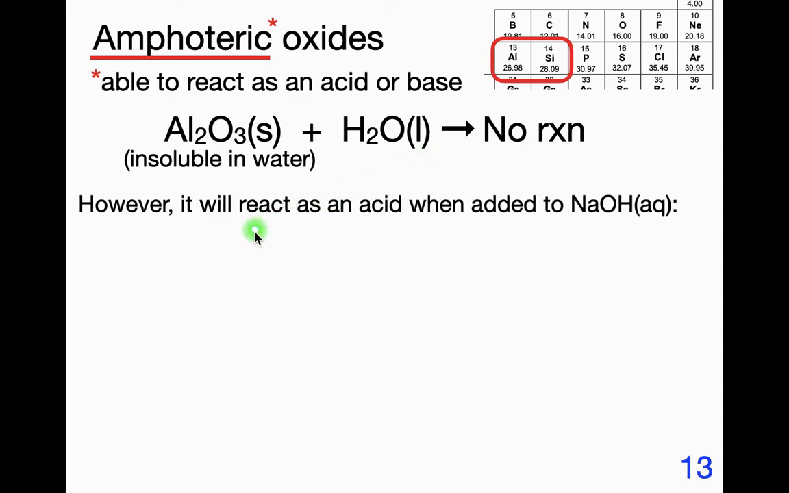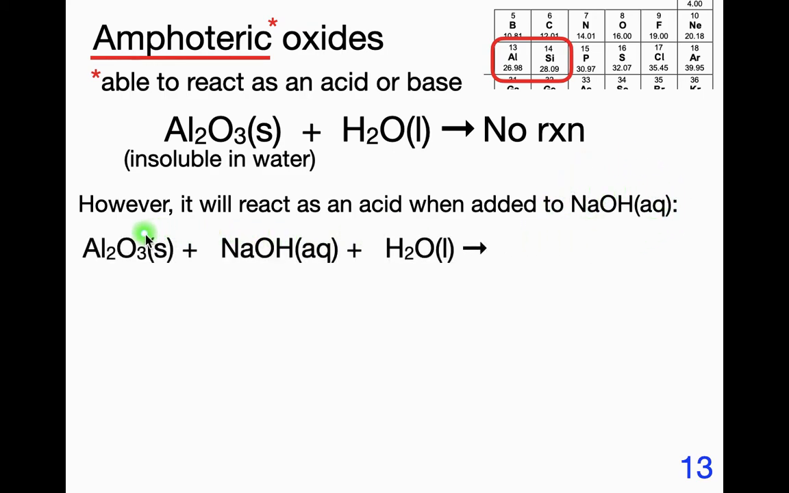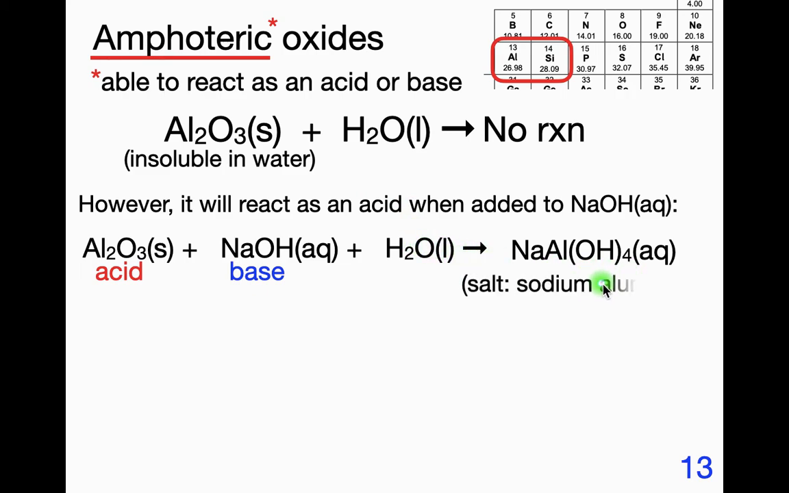However, it will react as an acid when added to sodium hydroxide. Sodium hydroxide is a very strong base. So in this case, it will behave as an acid. So aluminum oxide reacting with sodium hydroxide and water will form this compound. This is sodium aluminate. And to balance it.